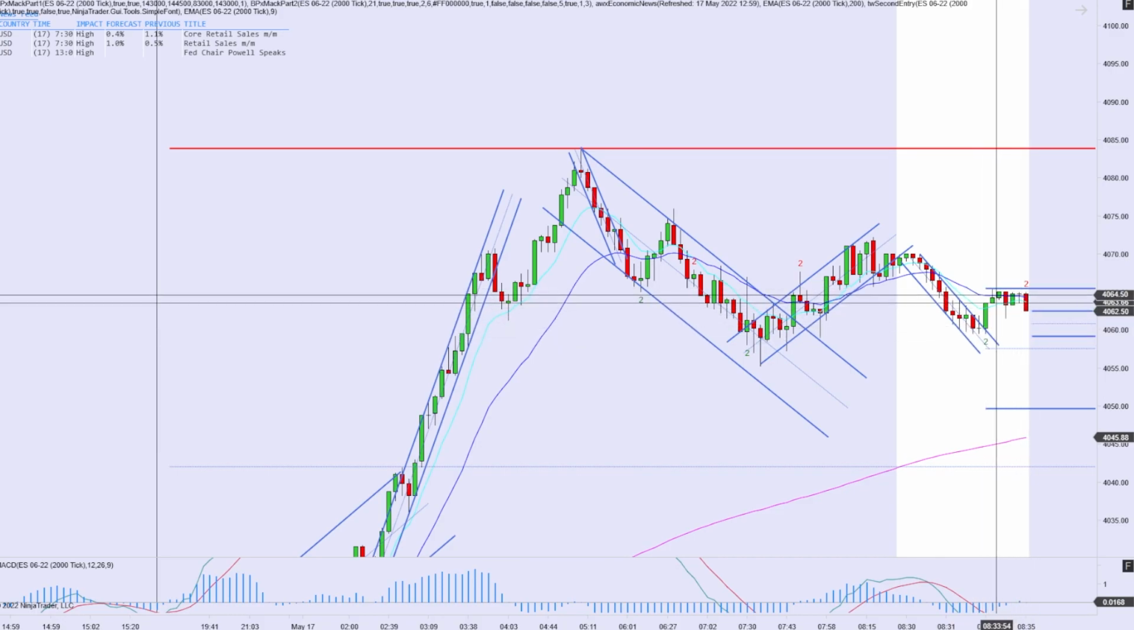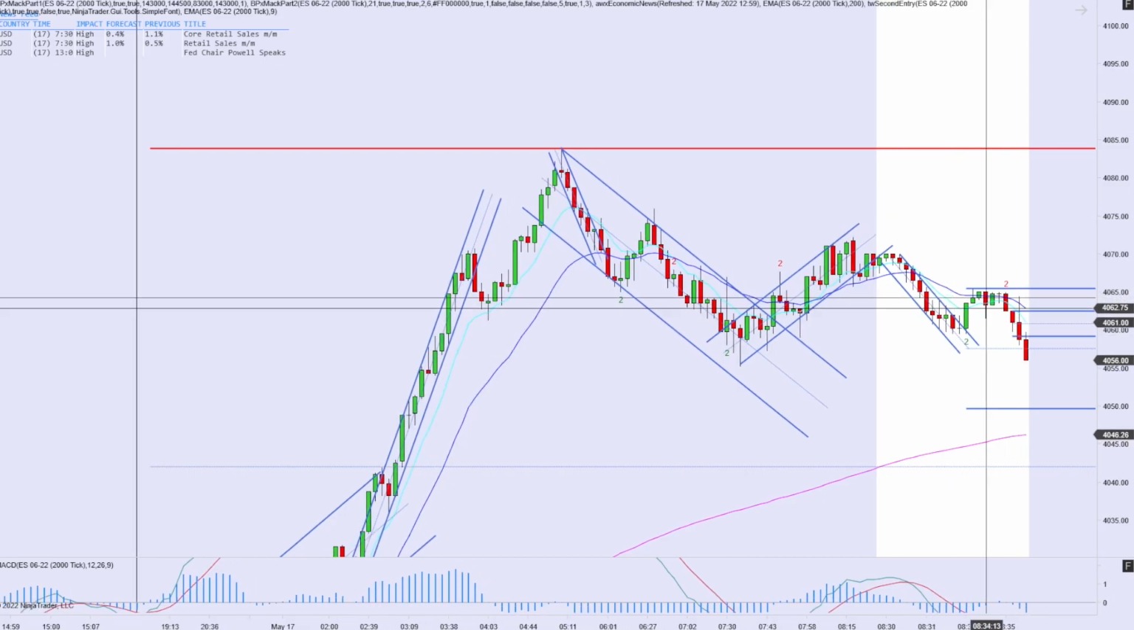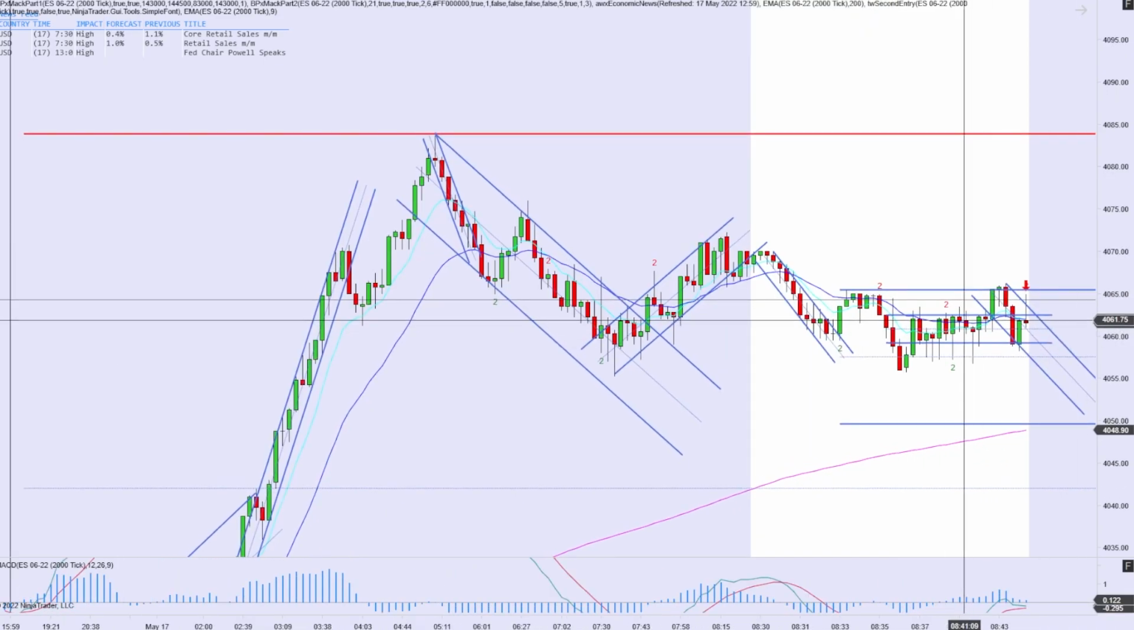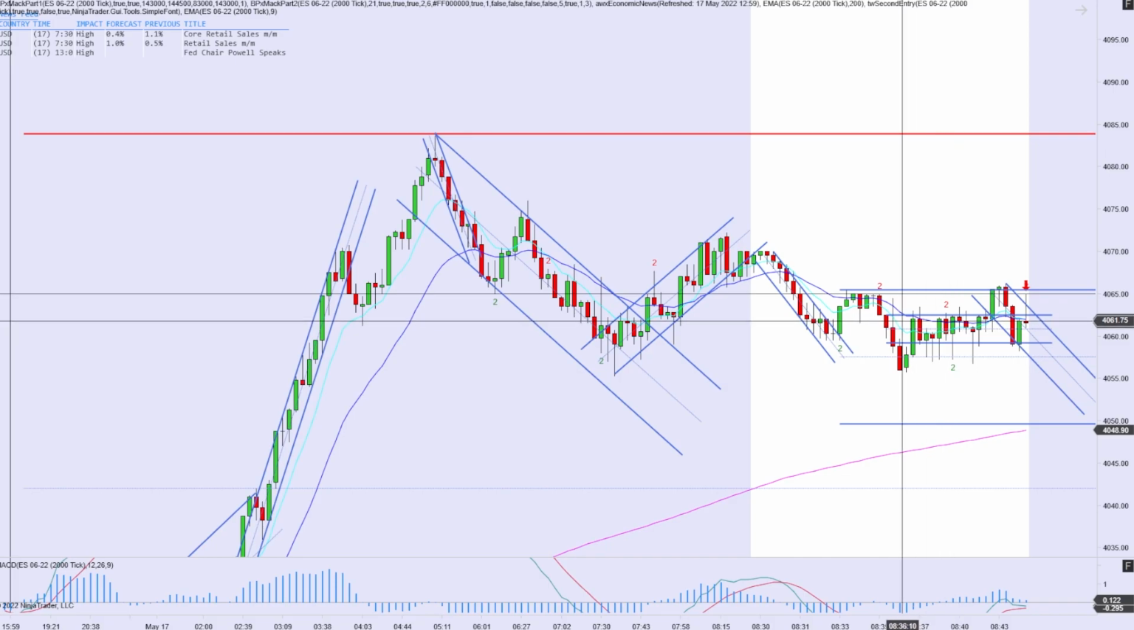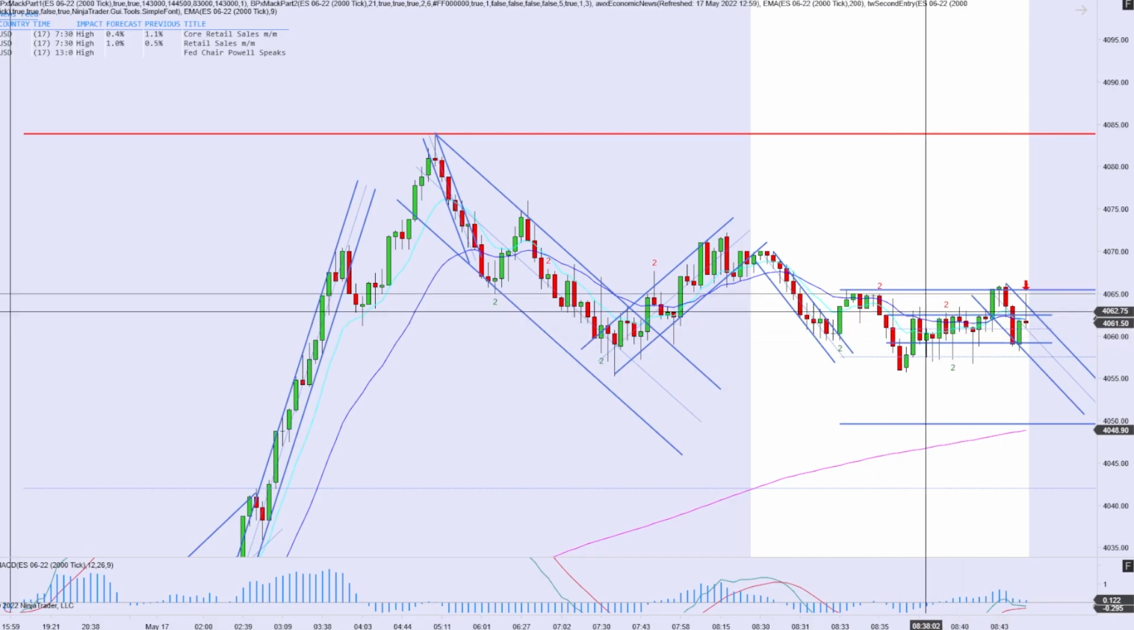A second entry short presents itself here, but the EMA is very flat with overlapping bars. I wasn't interested in taking that. As prices continue to chop around just a little bit, I wasn't interested in taking any of this chop. I drew in a trading range in play here.